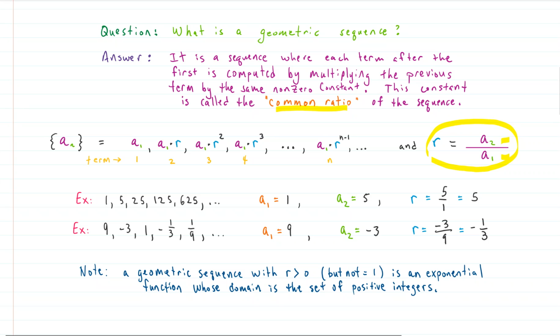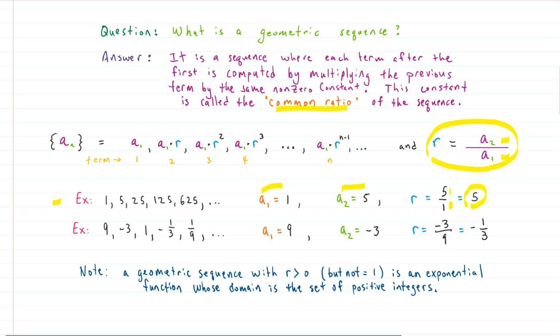So if we look at an example, we have the sequence 1, 5, 25, 125, and 625, and it keeps going on forever, which, by the way, is an infinite geometric sequence. If we just took the first n terms, it would be considered a finite geometric sequence. Our a sub 1 is 1, our a sub 2 is 5. So if we take 5 divided by 1, we get 5. So 5 is the common ratio.